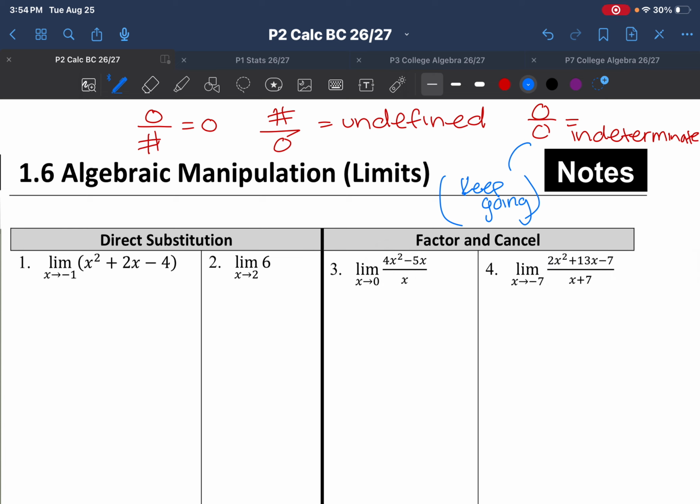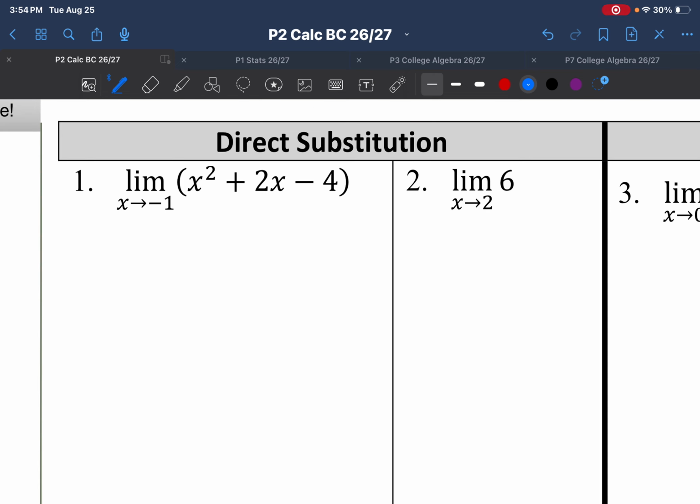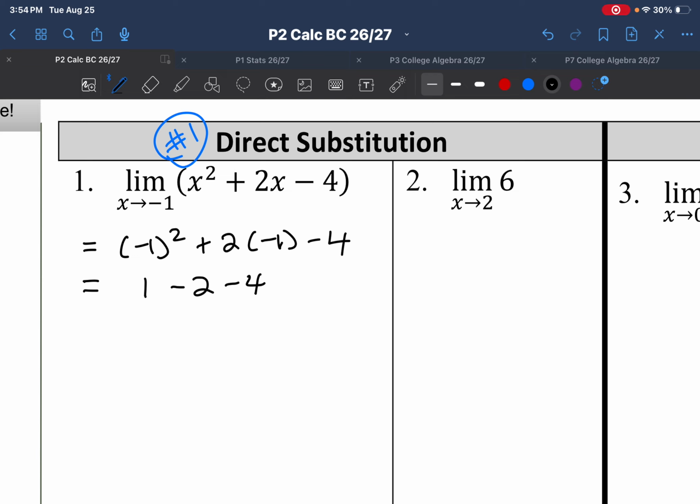So let's go ahead and look at number 1. So number 1 says direct substitution. You should always start off with direct substitution. And then if you get an indeterminate form, then you know you have to manipulate it in some way. So starting off with substitution, I'm going to plug in -1. So this is equal to -1 squared plus 2 times -1 minus 4. So this is 1 minus 2 minus 4, which is -5.